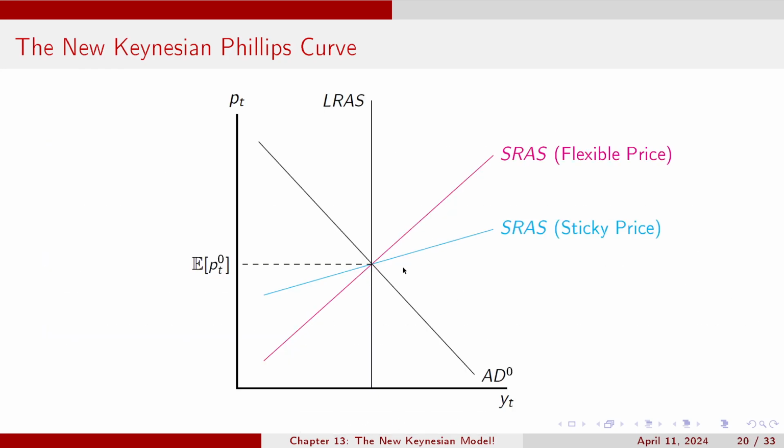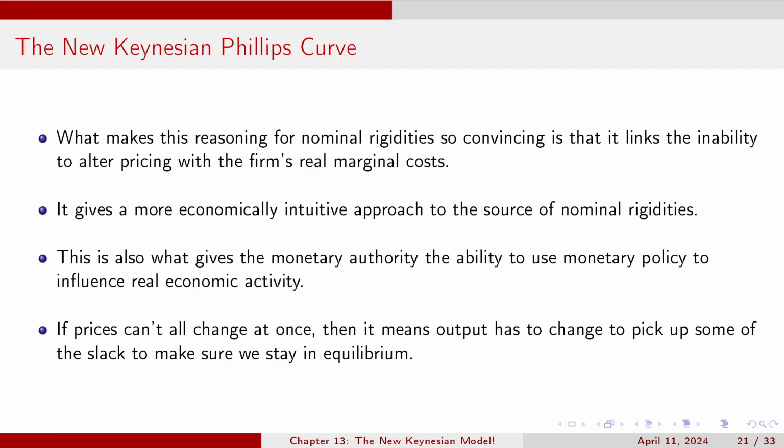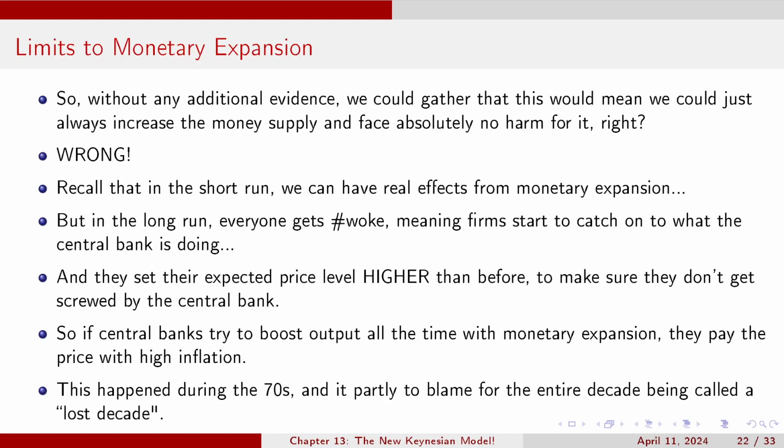So if aggregate demand shifts out, well, prices can't move all that much, and if prices can't move, in order to maintain equilibrium between aggregate demand and short-run aggregate supply, output has to move a little bit. Output has to pick up whatever slack is left by the lack of movement in price, and that's done to maintain an equilibrium.